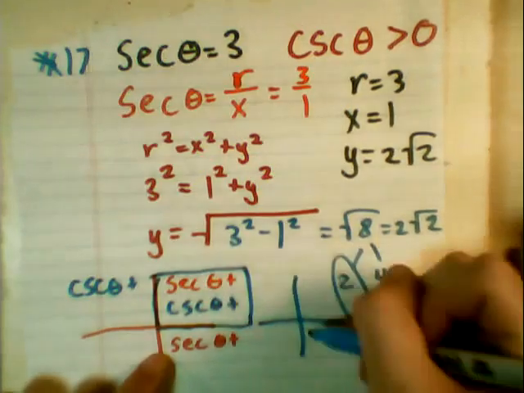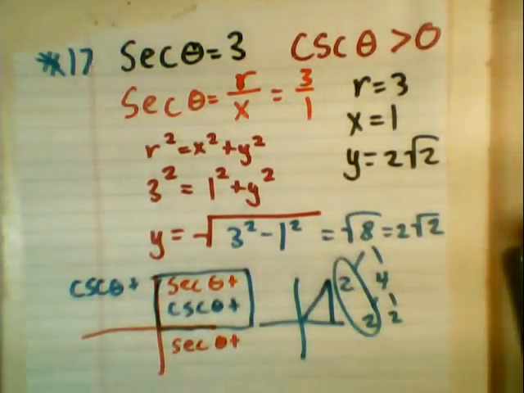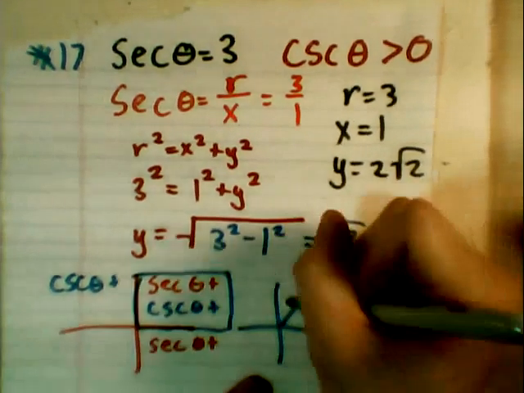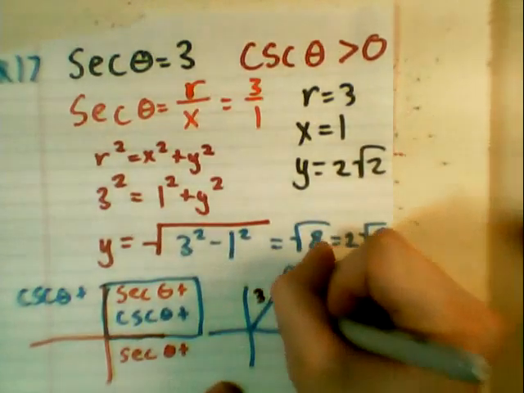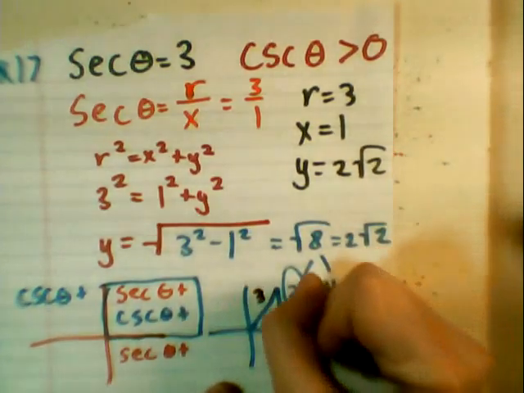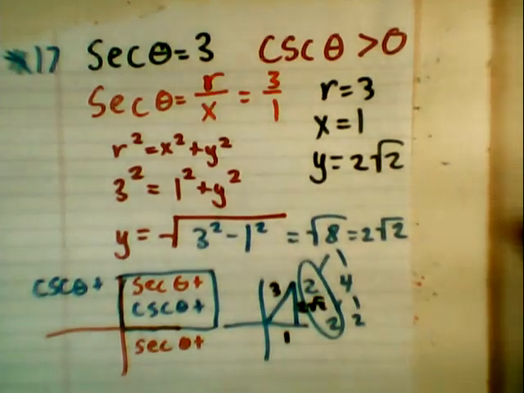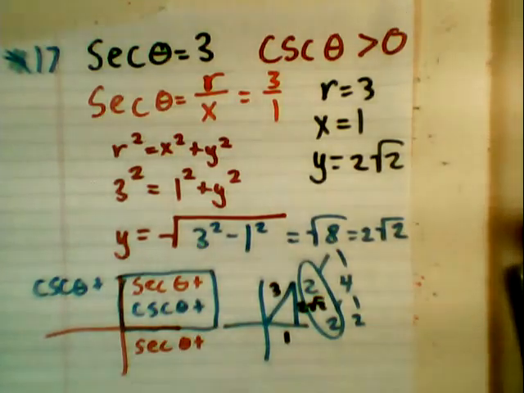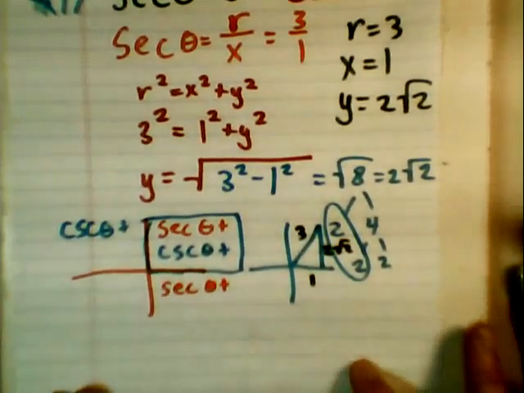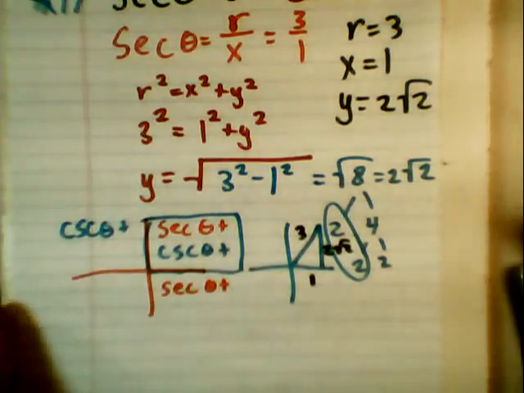So our picture is basically that. Okay, r is 3, y is 2 square root of 2, and x is 1. So we don't need to change any of our values because we're in quadrant 1 where x is positive and y is positive. Now that we know everything, let's go ahead and find the other trigonometric functions.